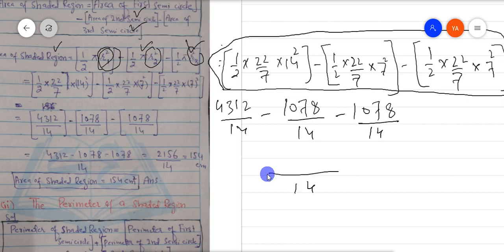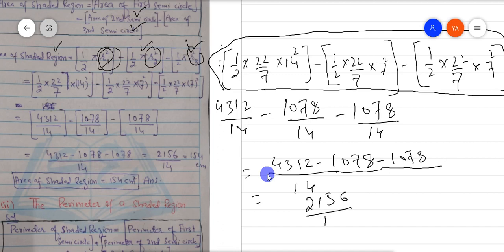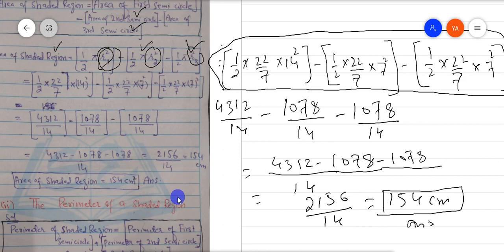So the LCM is 14, then it will be 4312 minus 1078 minus 1078, then it will be 2156 divide by 14. Whenever we divide 2156 by 14, then it will be 154 centimeter. So this is our answer for this problem. So the area of the shaded region is 154 centimeter square.